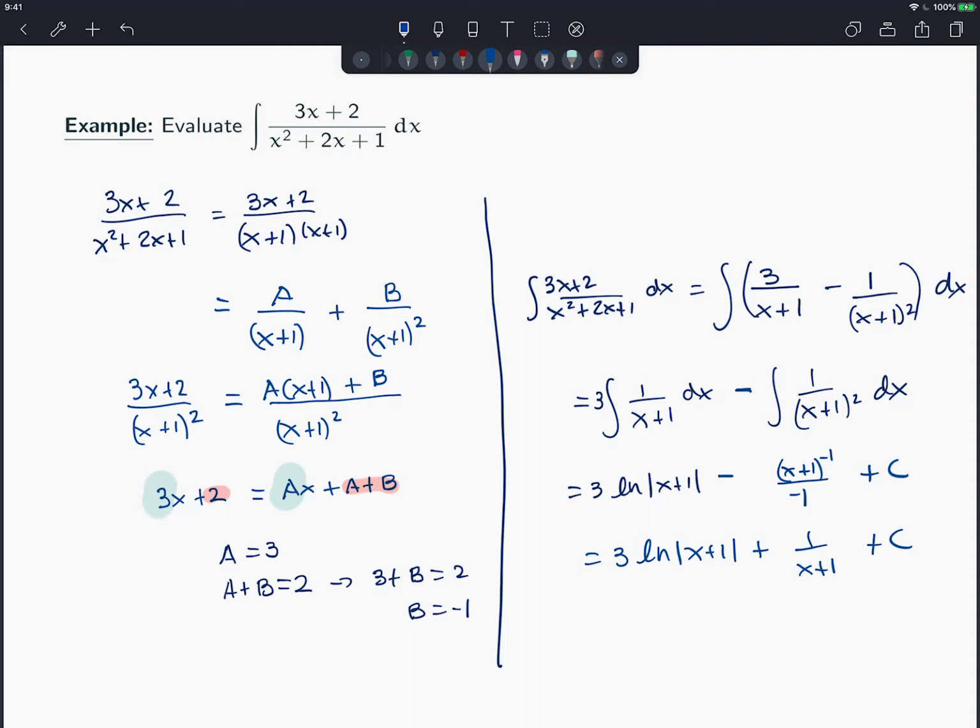Okay? So that's this example. If you have a denominator that's squared, you still have to consider two terms in the sum: one of them when it's raised to the first power, and another one when it's raised to the second power.